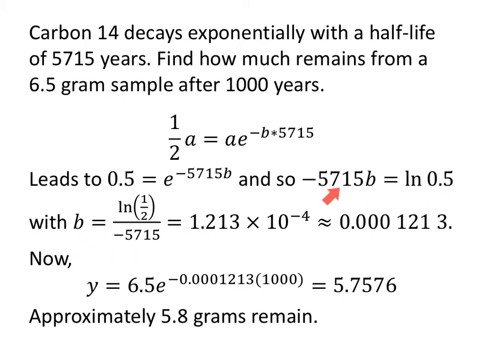Now, to find b, I divide both sides by negative 5715. My calculator tells me that's 1.213 e to the negative 4. My calculator is giving me engineering notation, and I'm putting it here in scientific notation. Remember that negative 4, with negatives on the left of the number line, tells me to move my decimal to the left 4 places. So it was here: 1, 2, 3, 4. My arrow kind of jumped there, but trust me, there's 4. I'm going to use this as my b value. That's a pretty tiny number, so I keep it for good accuracy.